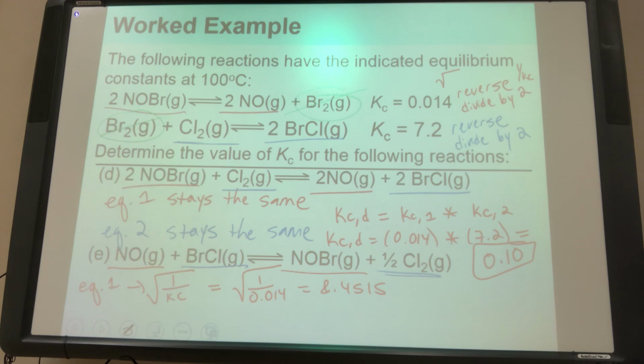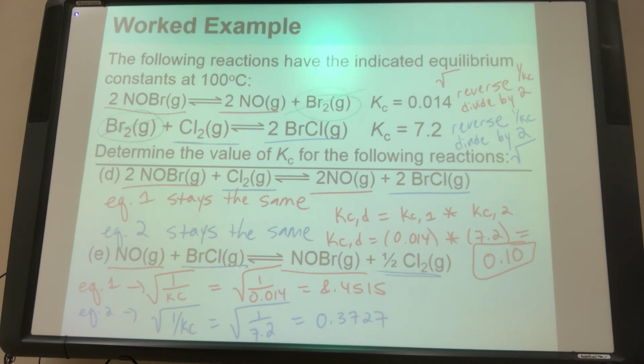For equation 2, I have to do the exact same thing because I'm reversing, which is 1 over KC, and dividing by 2, which is square root. So I need to do the square root of 1 over KC. 1 over 7.2 gives me 0.3727. Now, all I've done is manipulate each one.